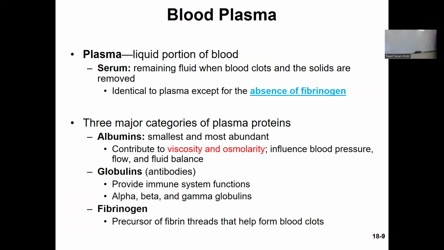Now we need to discuss the plasma proteins. Plasma proteins, the most important and most abundant protein is the albumin. If they find that one in the urine, it means the patient has kidney failure, because that one is not supposed to get filtered in the kidneys, as we will learn when we do the urinary system. Albumin is what keeps the water balanced, is what keeps the osmolarity and prevents any disturbance in the water balance between blood and the tissue.